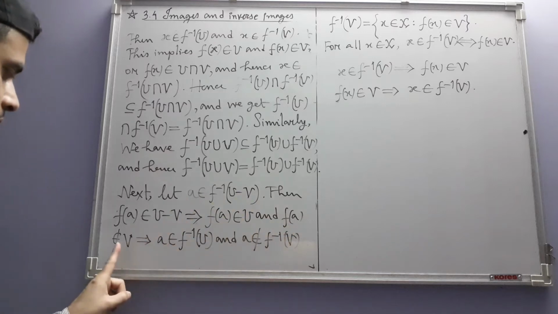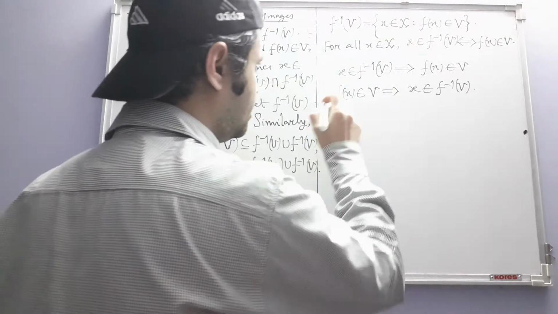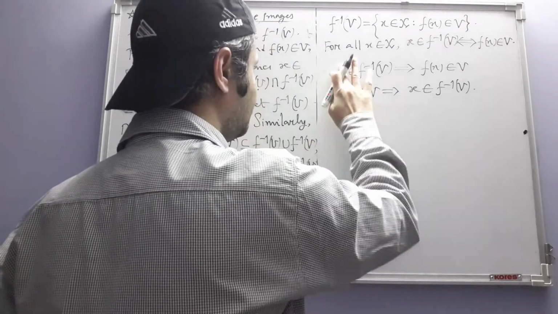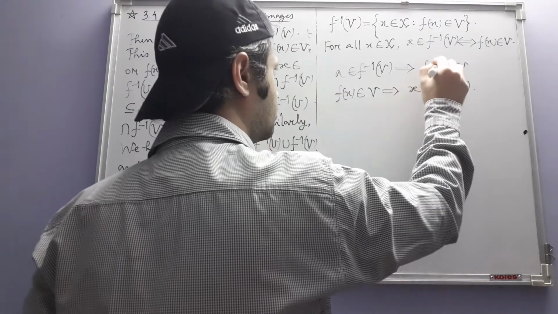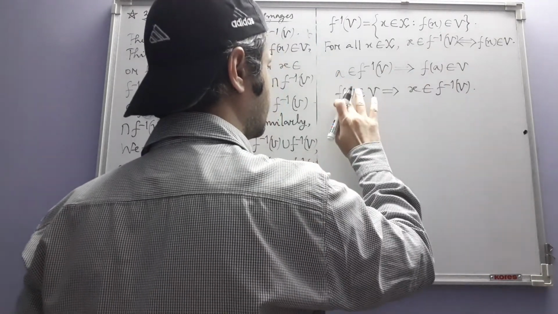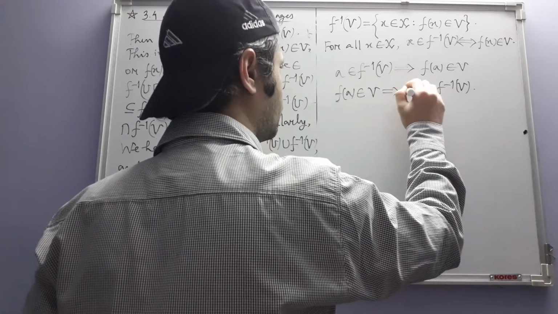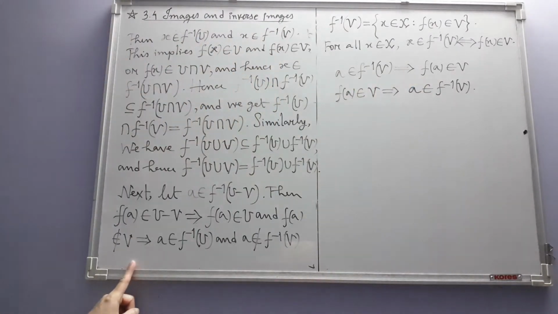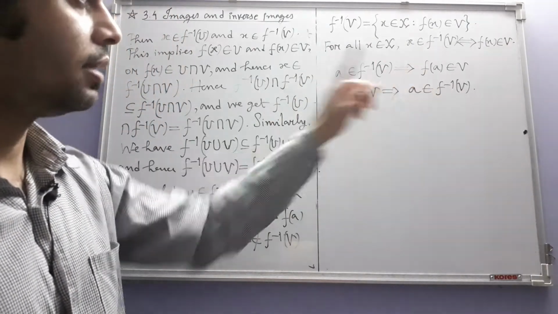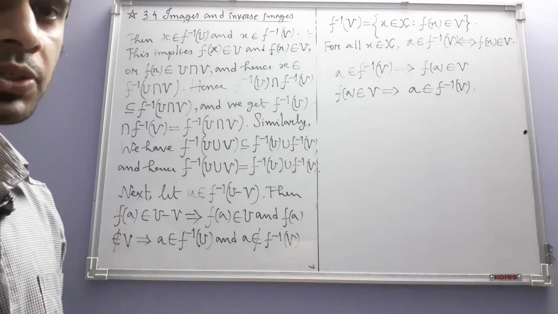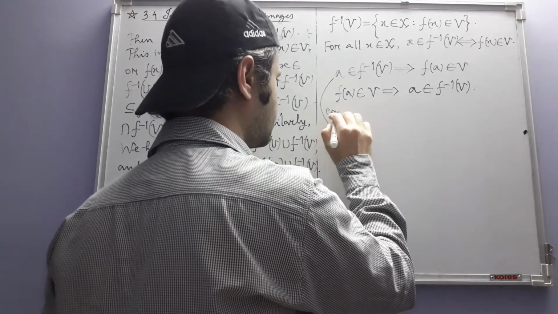f of a does not belong to phi. Okay, so if we were writing this thing for a, we could get this. Now this implication is equivalent to its contrapositive, and the contrapositive is this.